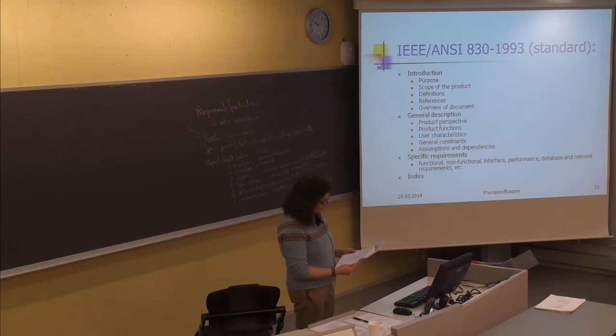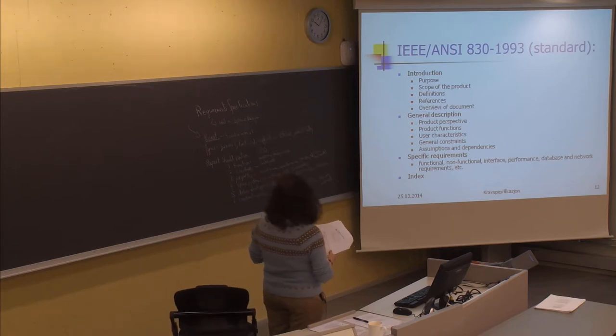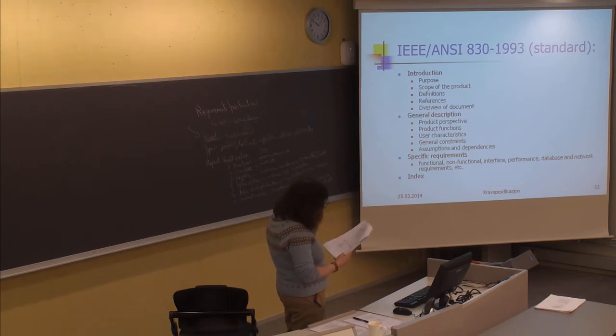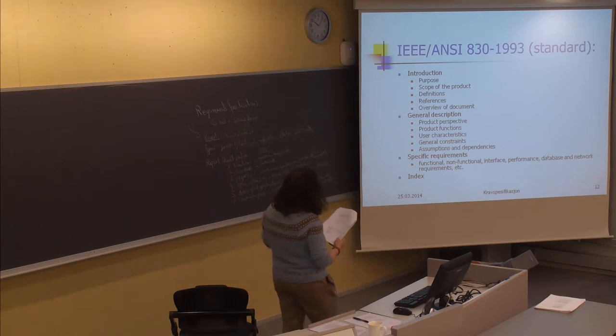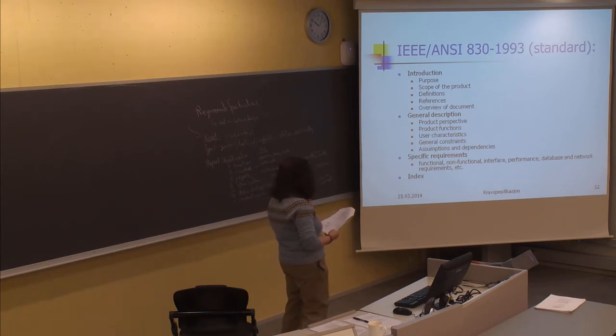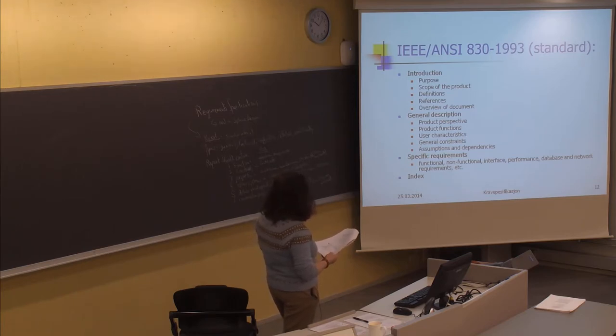This is an example of standard, which is also kind of example of the requirements specification document, which can be written based on the standard. So if you write a document, it's broken down into sections about the introduction, which is the purpose of the product, the definition, and then the description of the product. And you have the specific requirements, the functional, the non-functional, and the interface, and the database.